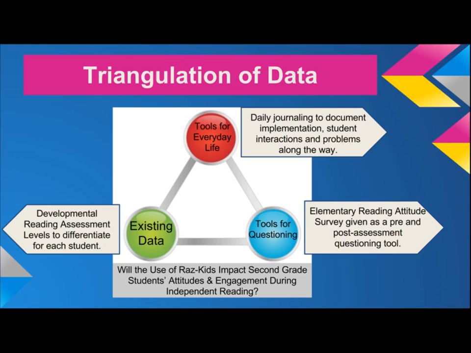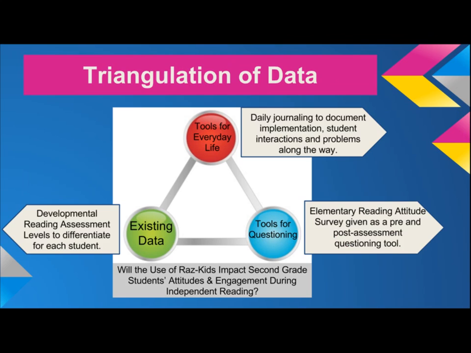To continue this project, I'm going to talk about the triangulation of data. The first form of data are tools for everyday life. To keep this data, I kept a daily journal to document the implementation, students' interactions with Raz-Kids, and also problems that occurred along the way. The second form of data is tools for questioning.